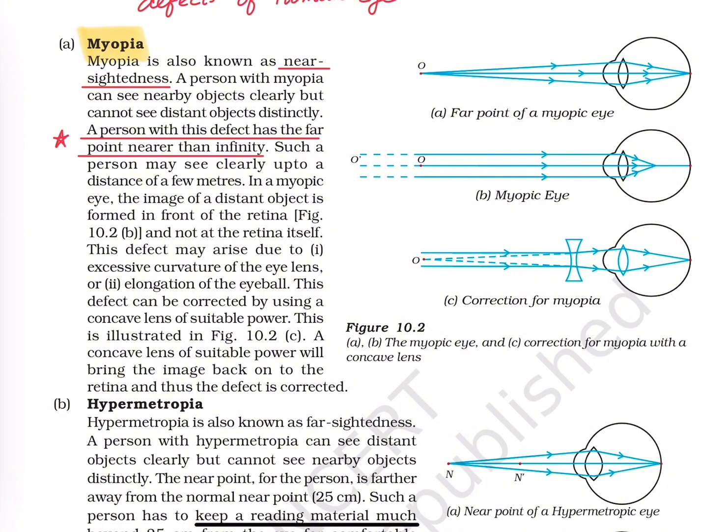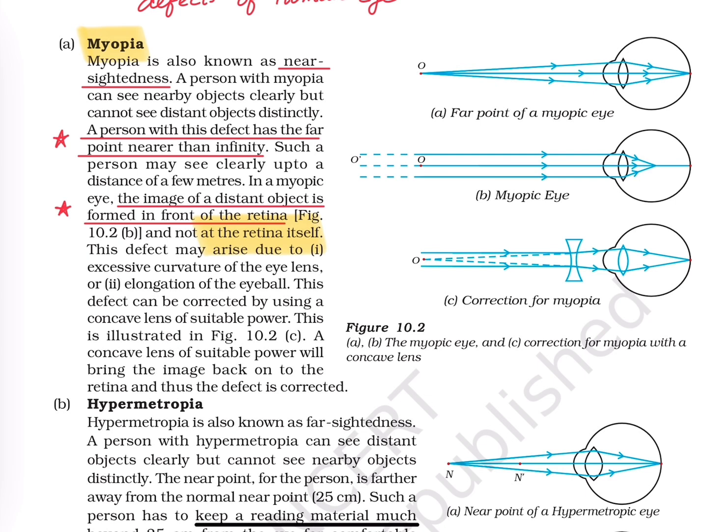The next point that is important is the image of a distant object is formed in front of the retina. The image has to form on the retina, but in the case of myopia, the image of a distant object is formed in front of the retina. Now this is again the problem that a myopic eye suffers. Where the image has to be produced, the image has to be produced at the retina itself. Okay, but the image is getting produced in front of the retina.